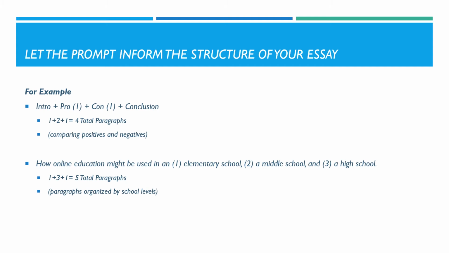Or maybe you have two body paragraphs that juxtapose pro and con on the same topic, pro and con on the same topic, and it still adds up to 4. Or maybe you have 2 pros, 1 con, and it ends up being 5 paragraphs. But typically you are going to let the prompt tell you how many paragraphs you need.